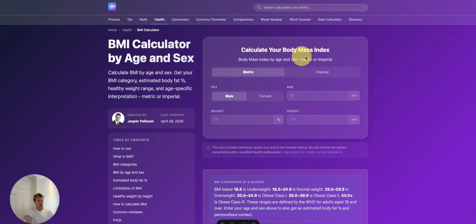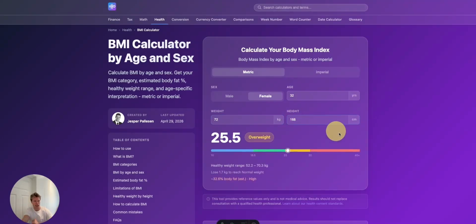So let's go up to the calculator, and for the purpose of this tutorial, let's use the metric system. Let's take Sarah. She's 32 years old. She weighs 72 kilos and her height is 168. So instantly, by just putting in a few numbers, you'll get the result. So Sarah has a BMI of 25.5. That puts her in the overweight category.